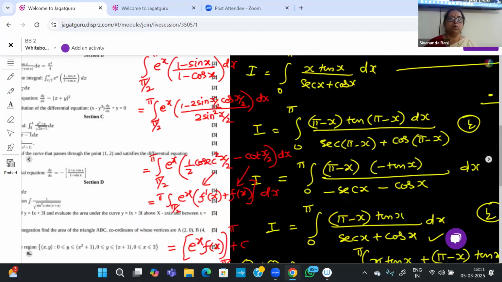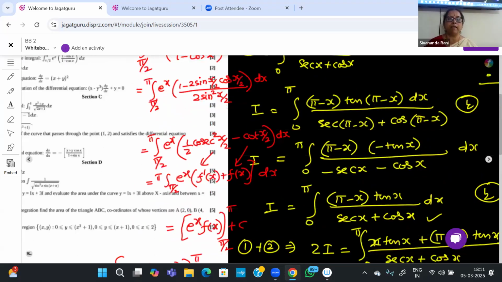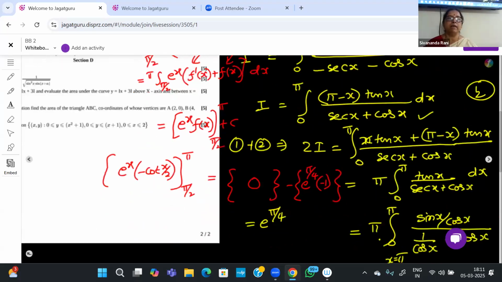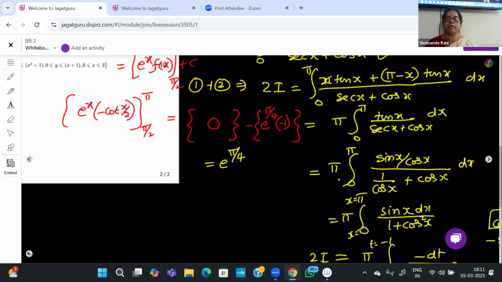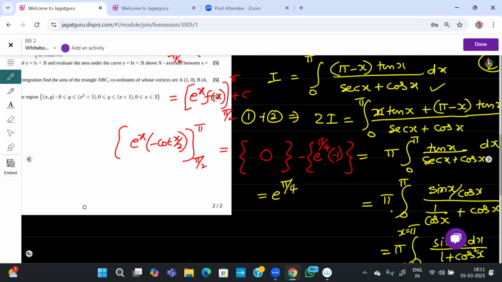This is not 2I or anything, isn't it? I don't think we used any property as such. We merely integrated it and we substituted the limits. That's it. Okay. Isn't it e power pi by 2? Hmm? Isn't it e power pi by 2? Oh, I'm sorry.